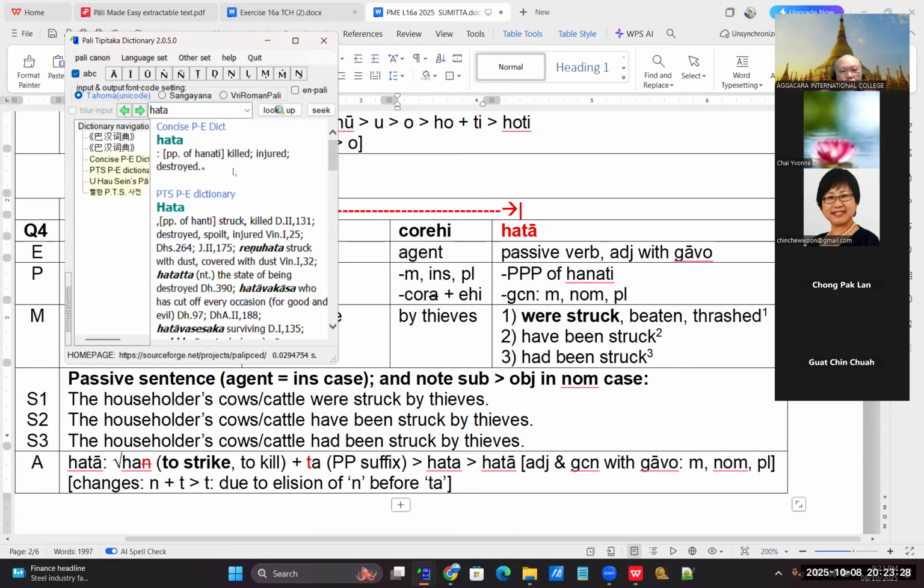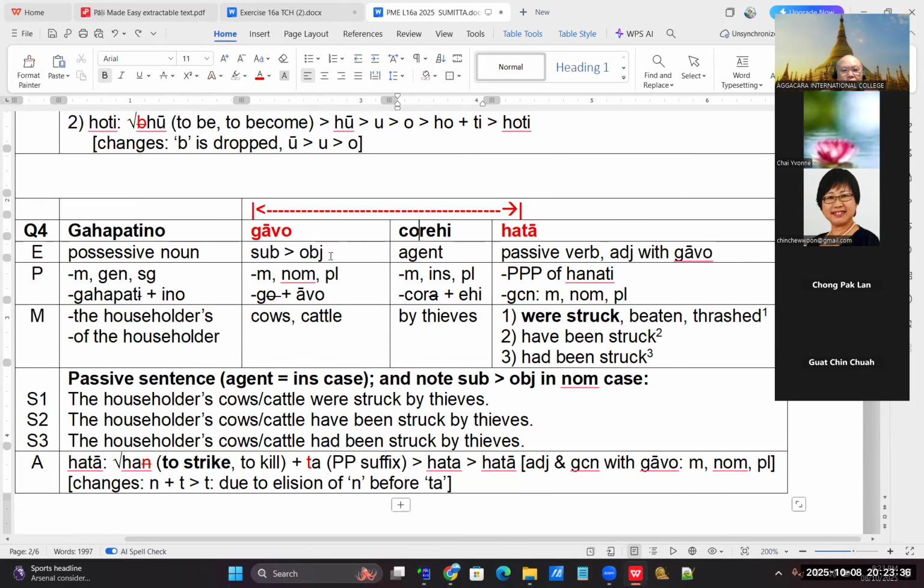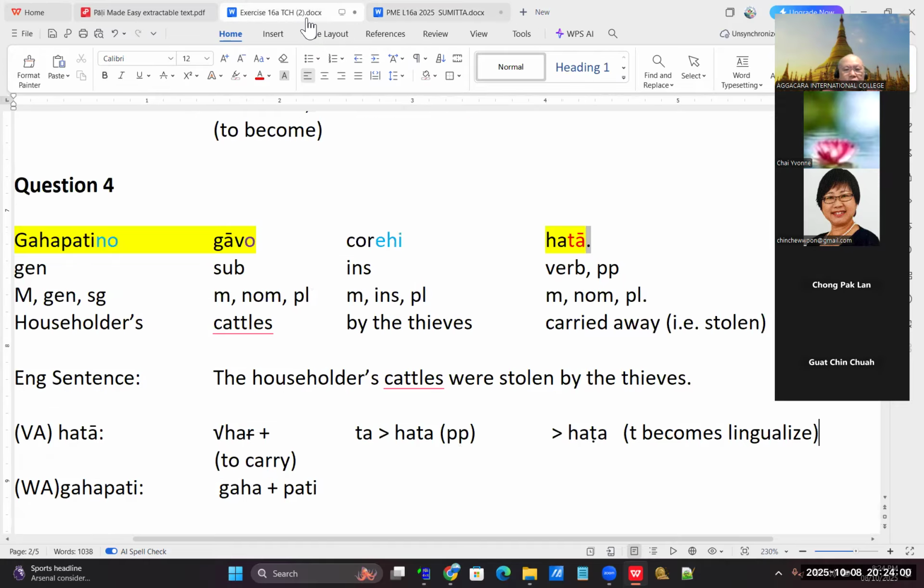Kill, injured, or destroy. Now, when thieves want to steal the cows, or they want to destroy them, maybe accidentally or purposely, the householder's cows or cattle were destroyed. Since there's no honti or hondi, you can translate it as past tense, present perfect, or past perfect. I think these three are acceptable. So this one is a no. Stolen is the wrong answer.